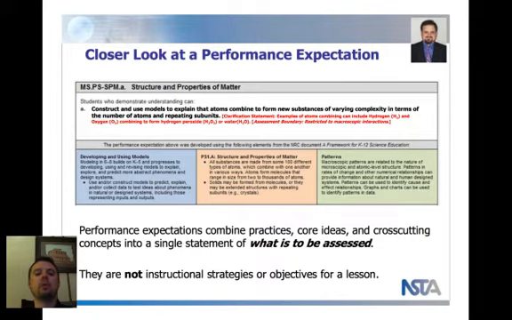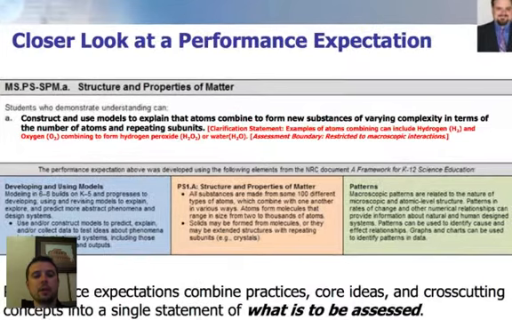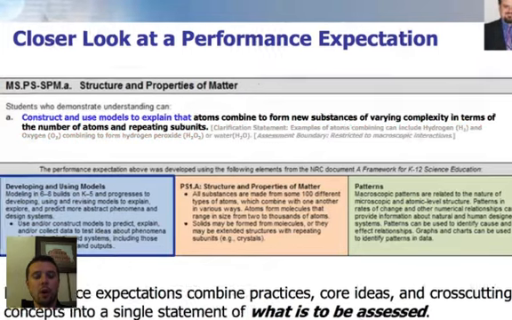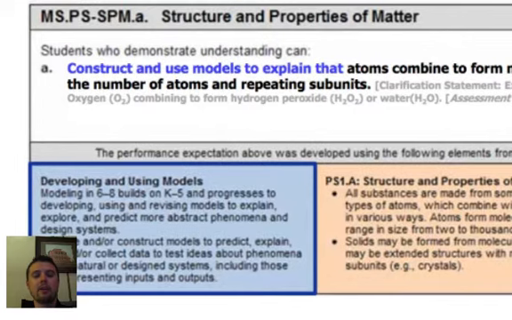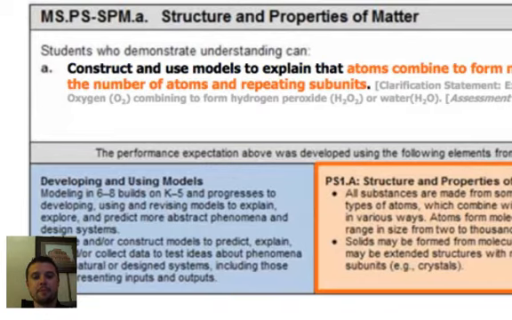When looking at a standard, it's important to understand where that standard came from. For example, "Construct and use models to explain that atoms combine to form new substances of varying complexity in terms of the number of atoms and repeating subunits." That statement was founded from 3 big ideas. First, the blue part is the specific science and engineering practice. Those were previously discussed in the list of 8.